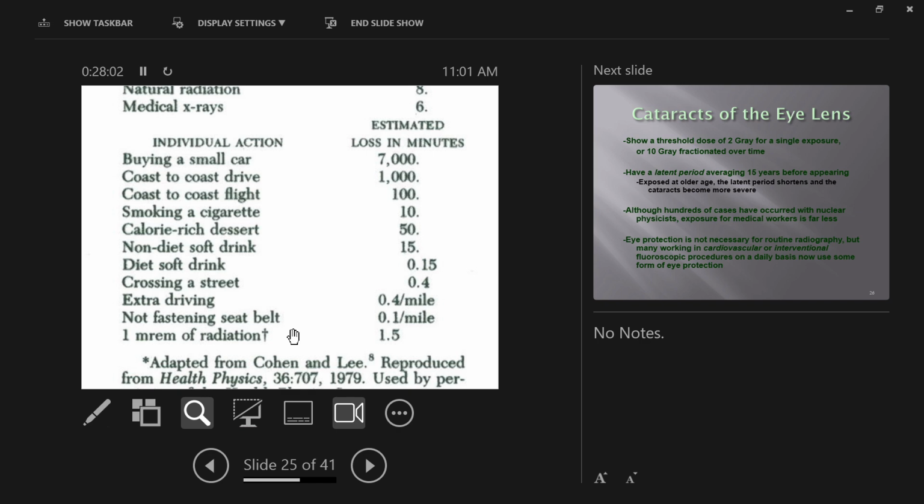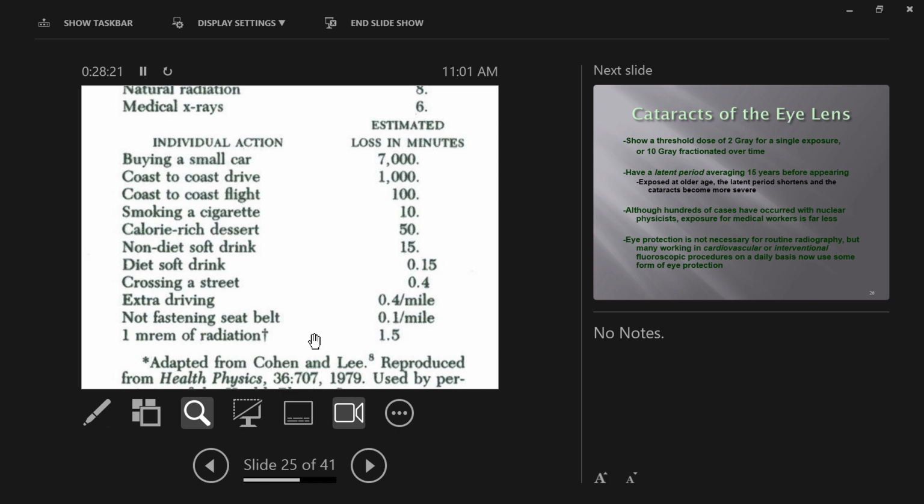Every 1 millirem of radiation, which, millirem to microgray, divide by 10? We're on an order of magnitude similar though. Millirems are another unit, which would convert to sieverts. But 1.5 minutes for every 1 millirem. So we're talking very small amounts.